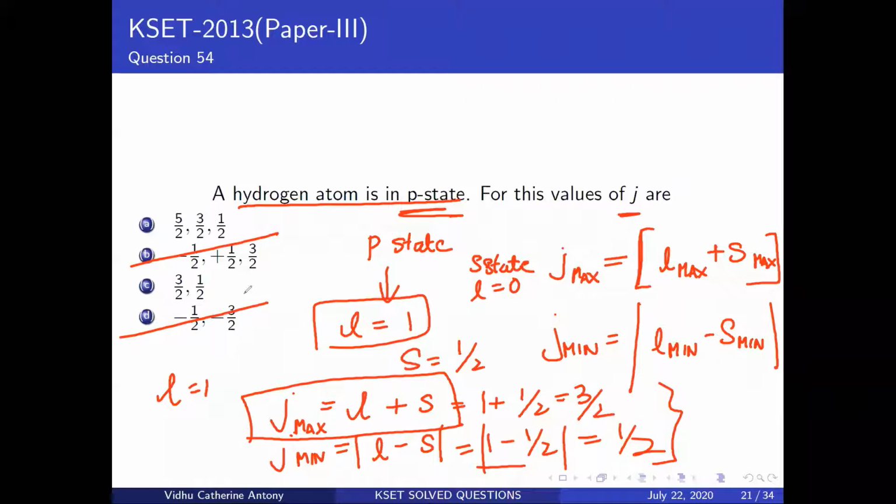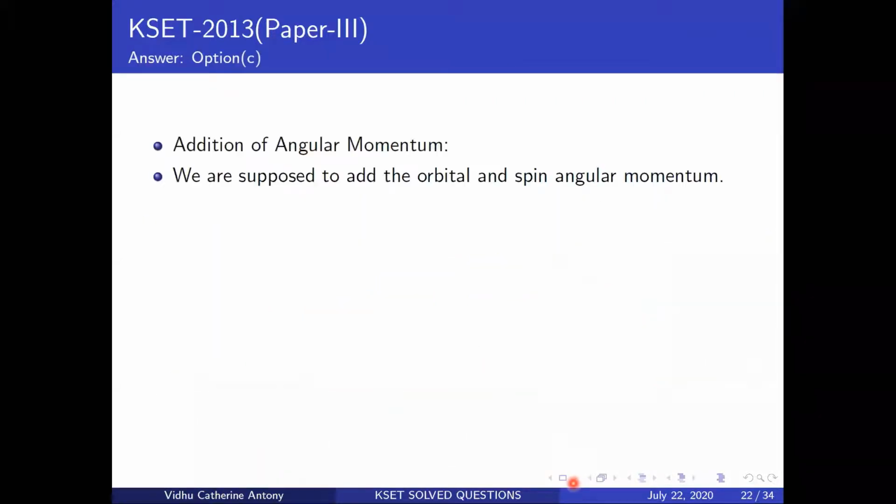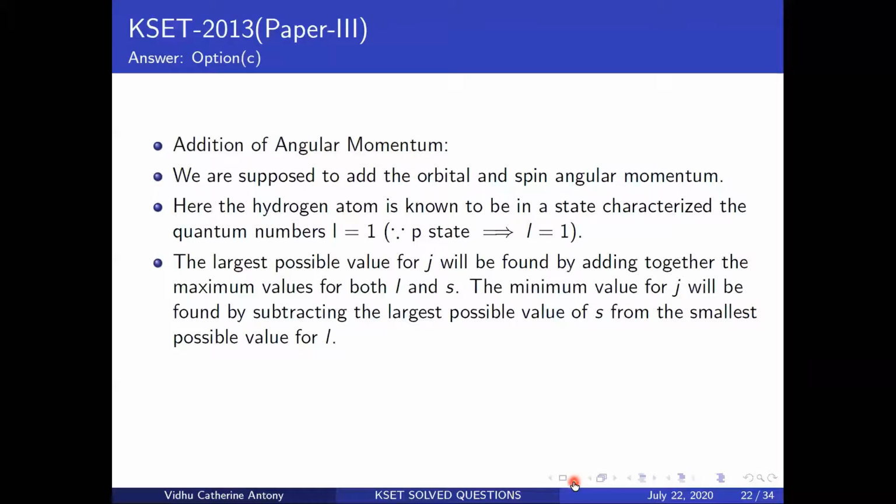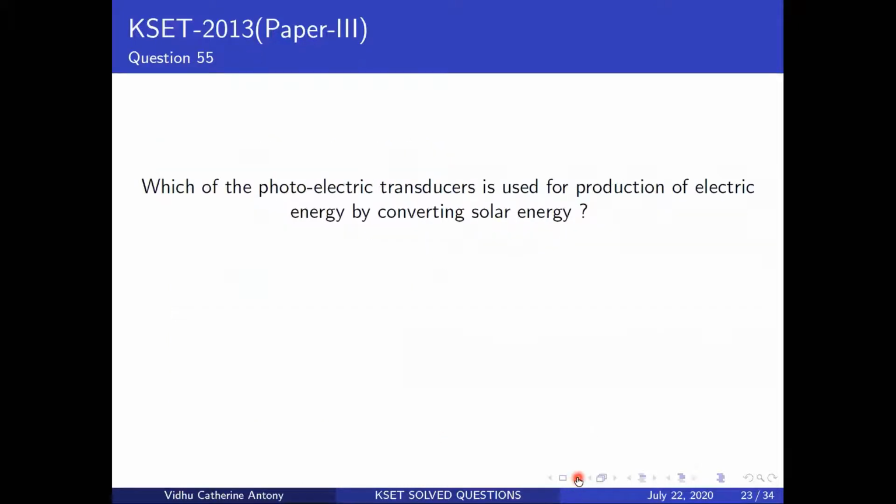Okay, so let's move to the next slide. Your basic principle is the addition of angular momentum. We're supposed to add both the orbital as well as the spin angular momentum. Here you know that for your P state L is equal to 1, and this is how you add them up. So that's what I just explained.